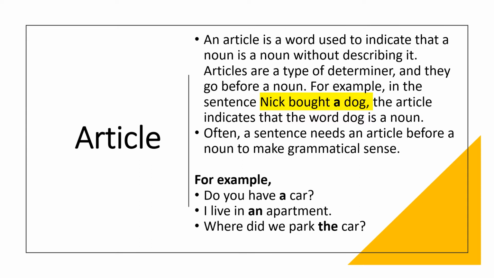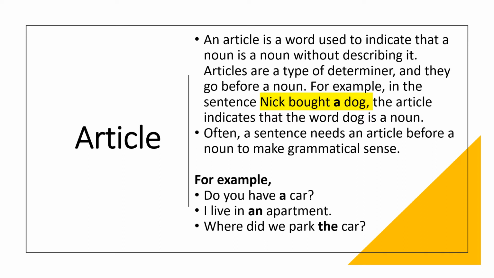An article is a word used to indicate that a noun is a noun without describing it. Articles are a type of determiner and they go before a noun. For example, in the sentence, Nick bought a dog, the article indicates that the dog is a noun.